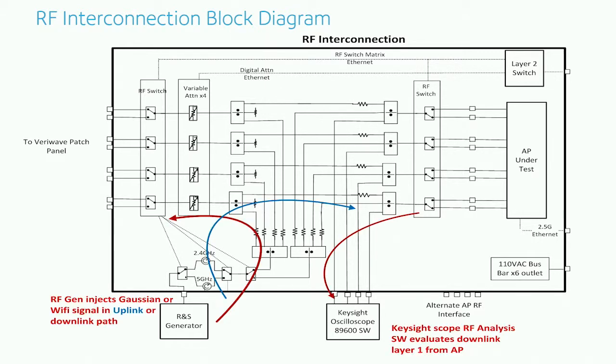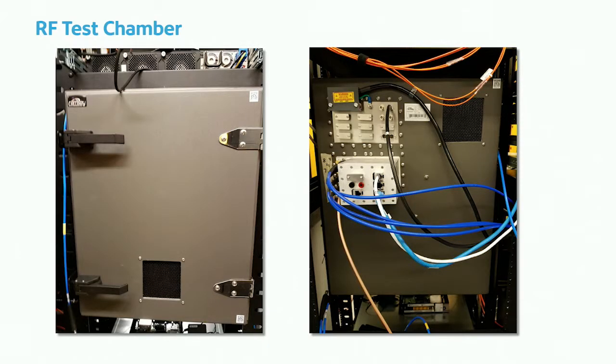On the bottom is a signal generator and RF analyzer. The signal generator can create both Gaussian noise and Wi-Fi signal and inject it both in the uplink and downlink. One reason why you might want to inject noise is to force your AP to transmit at a specific MCS rate. And the signal analyzer analyzes the signal from the AP for various different testing.